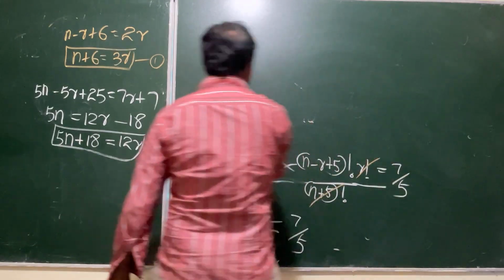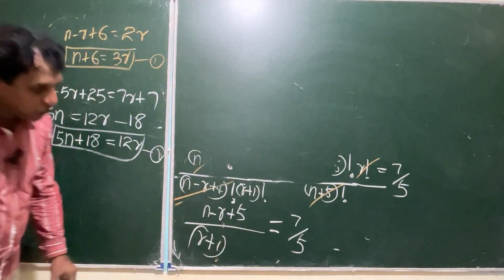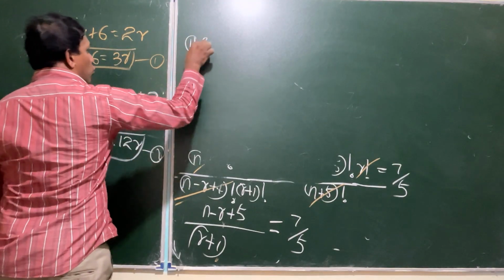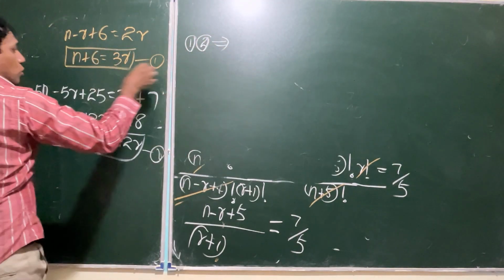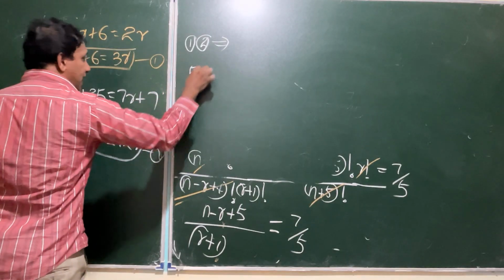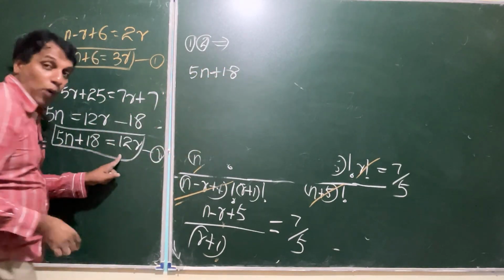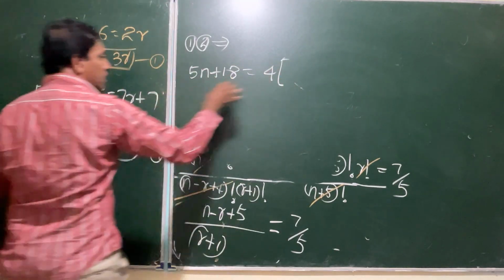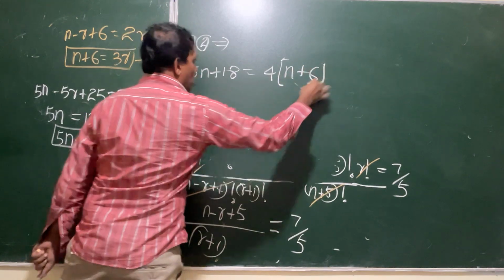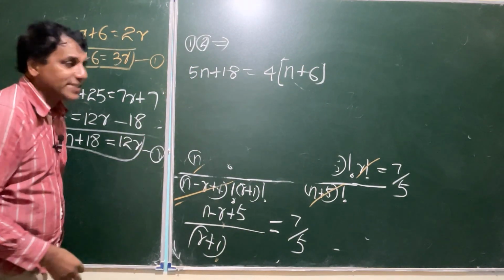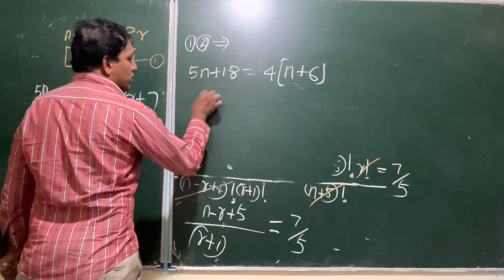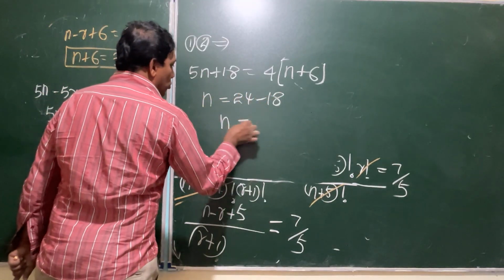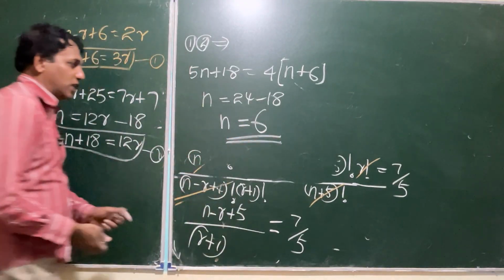You can solve this pair of simultaneous equations by any method. So can I get equation 1 and equation 2? So what is 5n plus 18? What is 12r? 4 times 3r, 4 times 3r, 3r is n plus 6. Well, you can divide also. If you divide, r cancels, right? Now rearrange, yes, super problem. 24 minus 18.